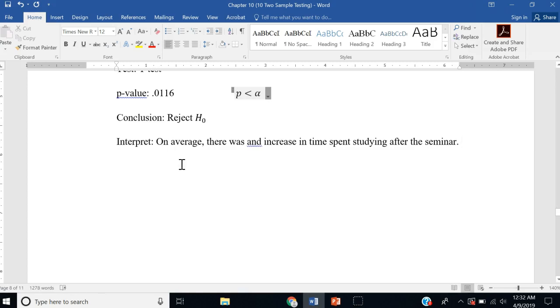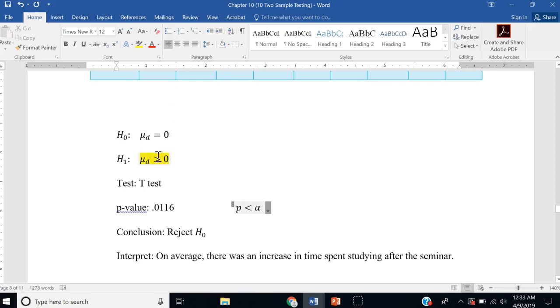Okay, there was an increase in time spent studying. So that's all we have to say. Again, this is a little bit different phrasing. With the paired data, it's hard to really interpret, it's hard to state this directly.